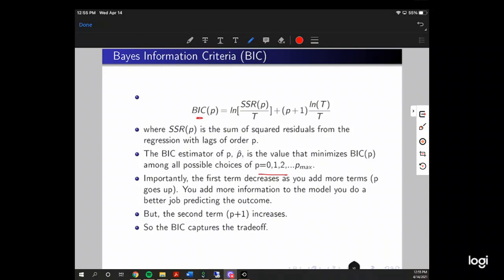The first term in this equation decreases as you add more terms. The sum of squared residuals is always going to decrease as you add more regressors. But the second term, p plus 1, increases. So this is capturing that trade-off: the benefit of adding more regressors in order to get a better prediction. But then the drawback is that you get more statistical uncertainty when you have more regressors in your model. So that's captured by that bit there.